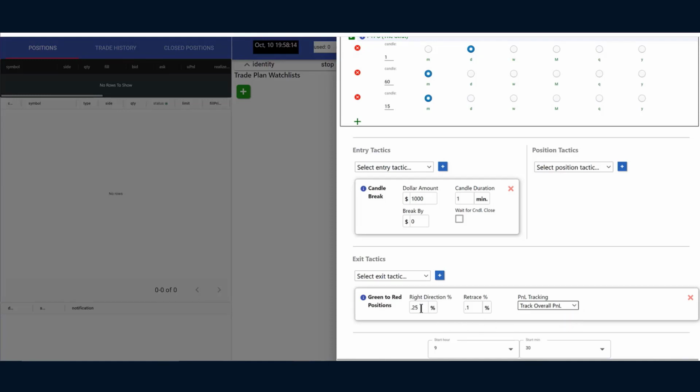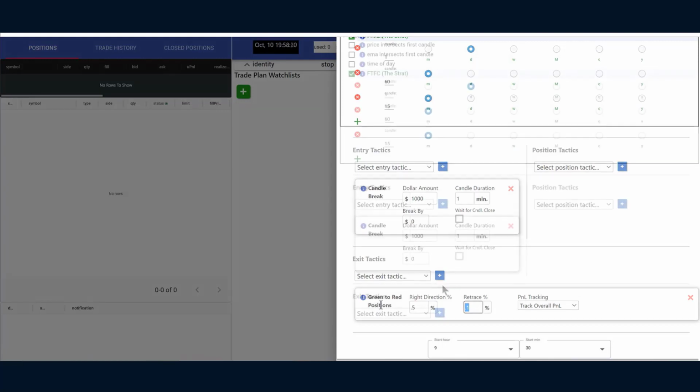It is also worth pointing out that all of these tactics are optional and configurable to the trader's preference. If you don't like it, you don't have to use it. If you do like it, you can configure it to work the way you want.